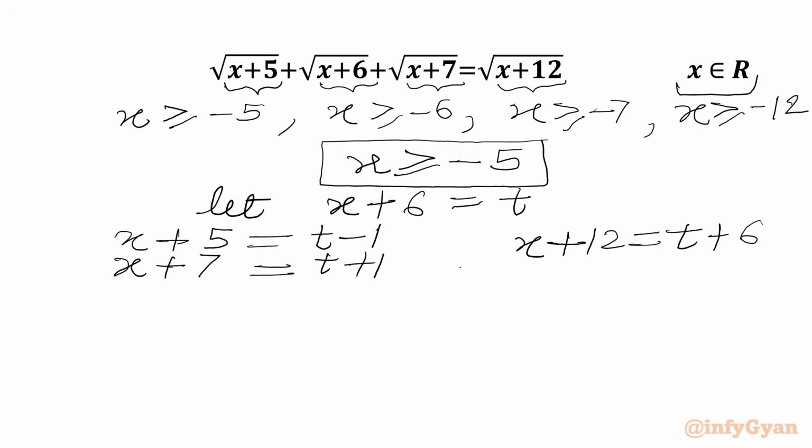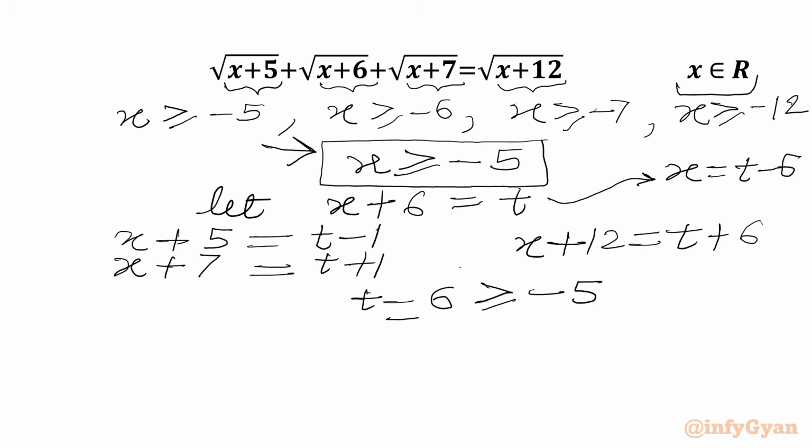Now we have the condition on x: x is greater than or equal to -5. From here, we will find x in terms of t. So x is equal to t minus 6, which we are going to put over here. So I will write t minus 6 should be greater than or equal to -5. By adding 6 to both sides, we get the condition on t: t will be greater than or equal to 1. So once we solve our equation in t, t should be greater than or equal to 1.